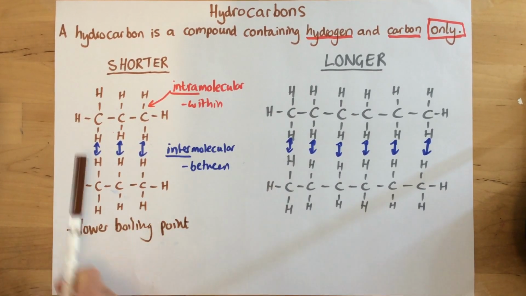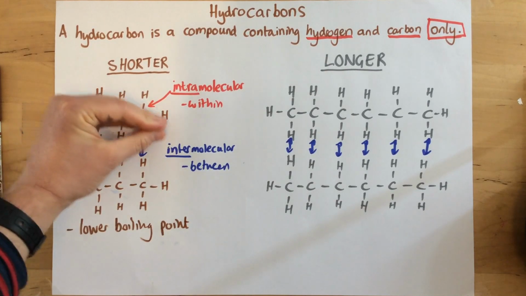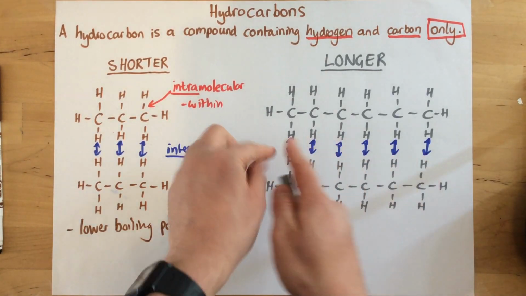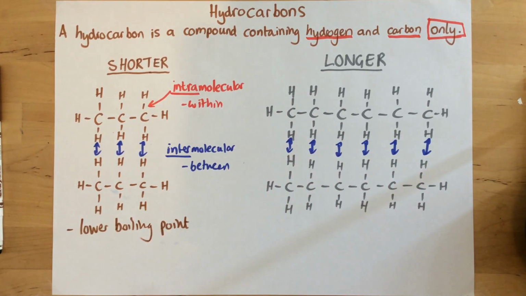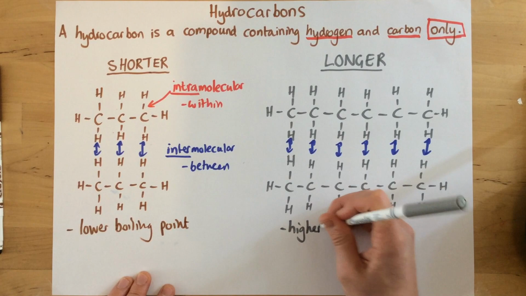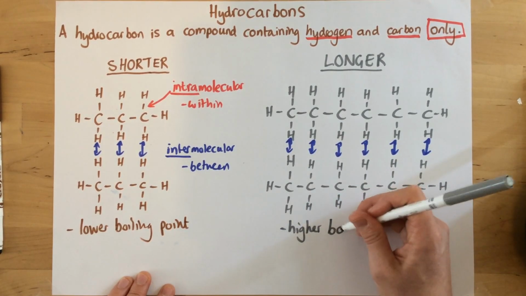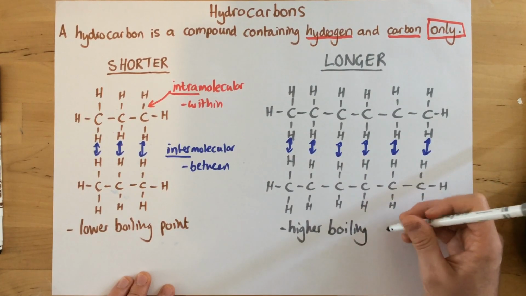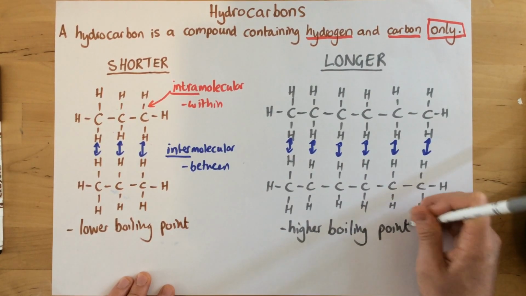Now, this is because less force is required to break these intermolecular forces compared to if we have a longer chain, where we could have attraction all the way along the chain length. So more energy would be required in order to boil the longer chain ones. So that's how chain length affects boiling points.